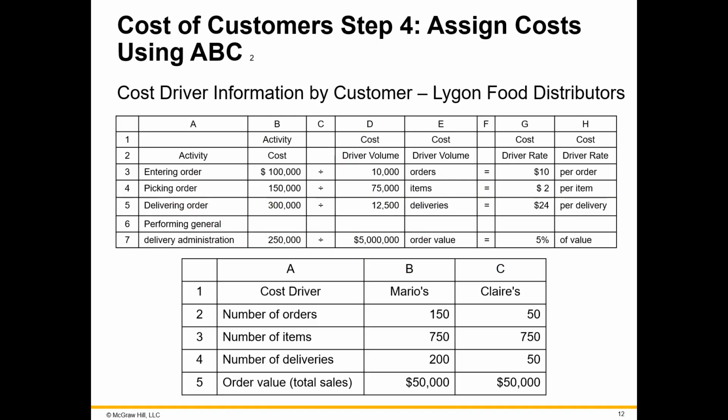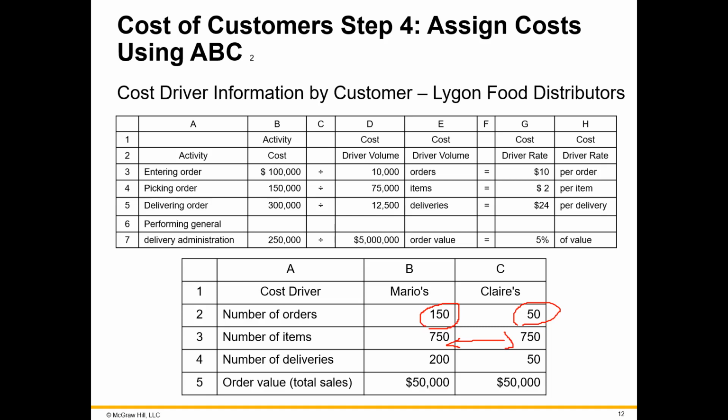Remember that Mario's and Claire's both purchased the same dollar amount of items, but it shows here that Mario's has 150 orders, but Claire's only has 50. So that means that Mario's is making 3 times as many orders, and so these orders are going to be a lot smaller compared to Claire's, who is making just a few orders, but those orders are going to be bigger. They both order the same number of items, 750, so that means, again, that Claire's is making big orders with a lot of items in each order, whereas Mario is making smaller orders.